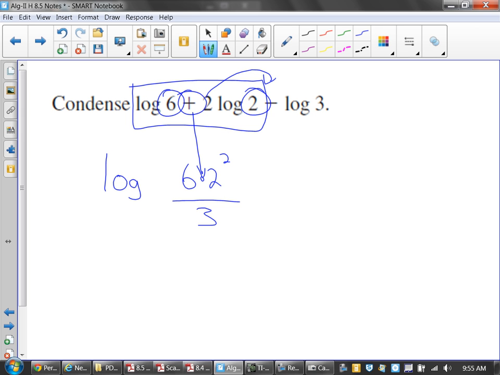I didn't see the first one. I thought it was plus 2 on 2. Oh, okay, I got you. Yeah. All right, yes, sir.